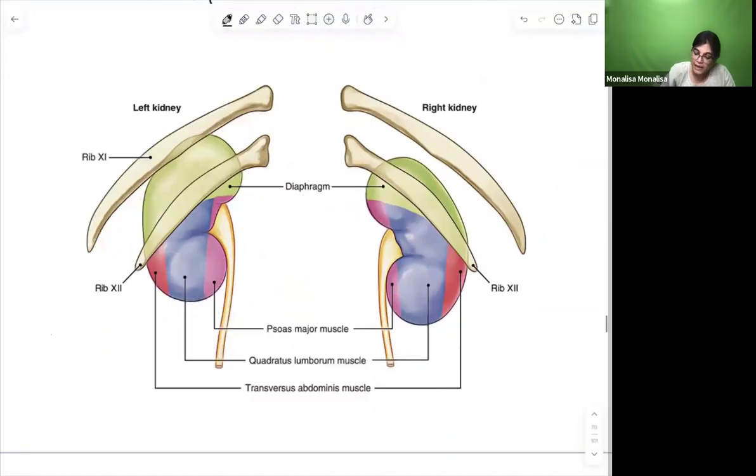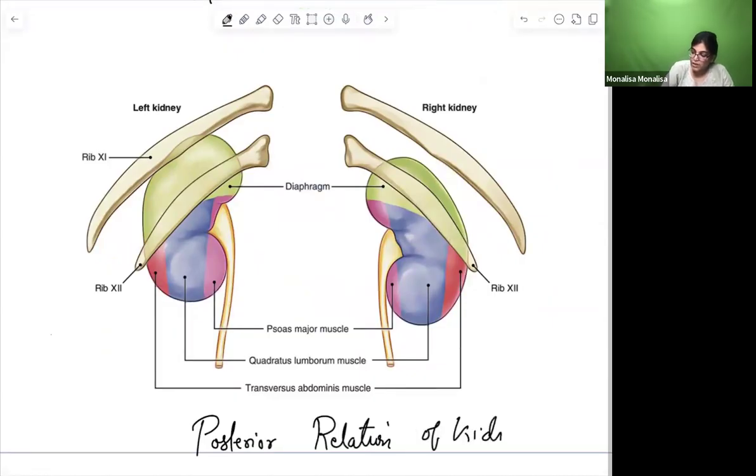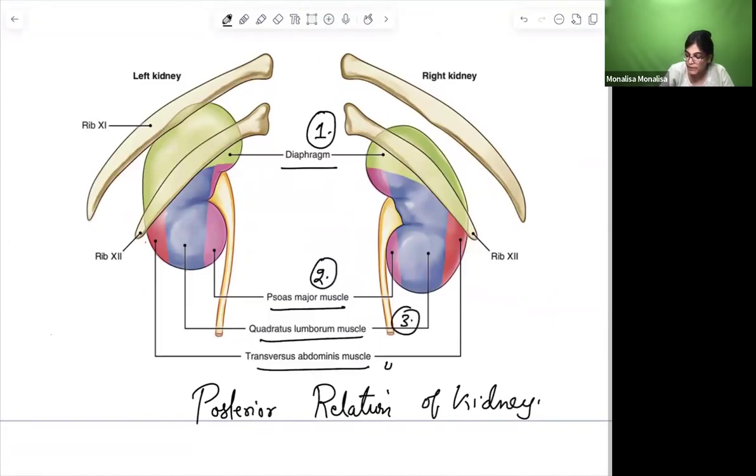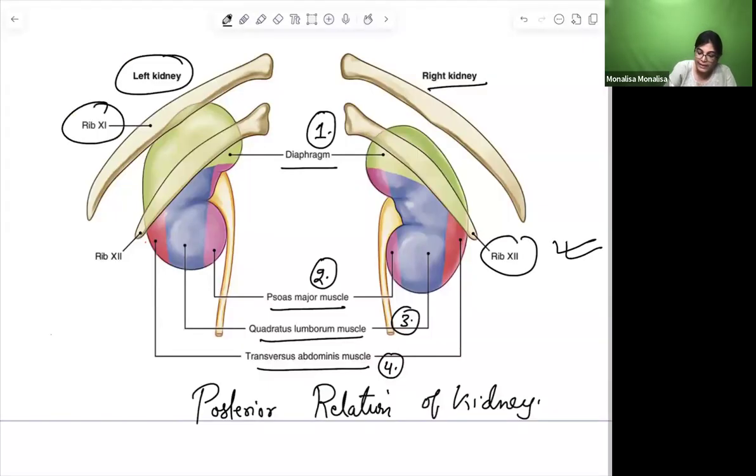Same way, this diagram is showing you the posterior relation of the kidney. If I talk about posterior relations of the kidney, it is related with the diaphragm. It is related with psoas major muscle, quadratus lumborum, and transverse abdominis muscle. Now, on the right side, it is just related with the 12th rib, but on the left side, it is related with both 12th and 11th ribs.